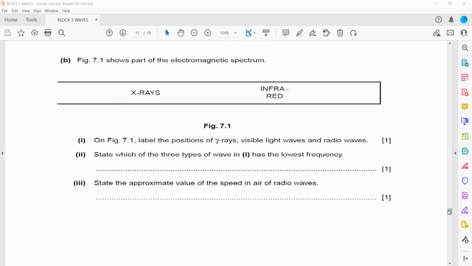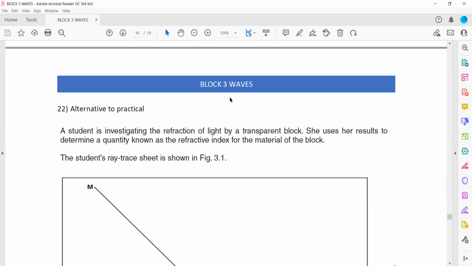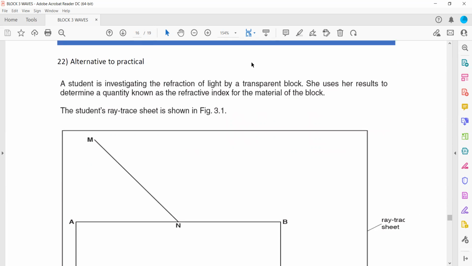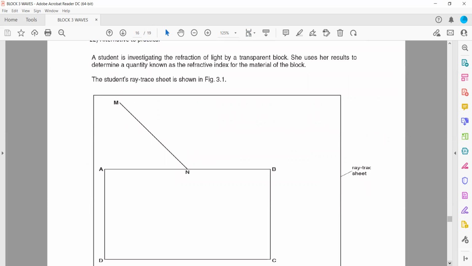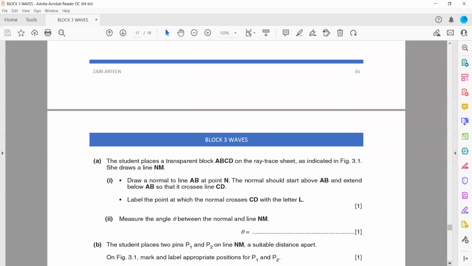Now this question is the alternative to practical. The student is investigating the refraction of light by a transparent block. She uses her results to determine a quantity known as the refractive index. So you have to follow the instructions for these questions. The student places a transparent block ABCD on a ray trace sheet as indicated in figure 3.1. She draws a line N and M.